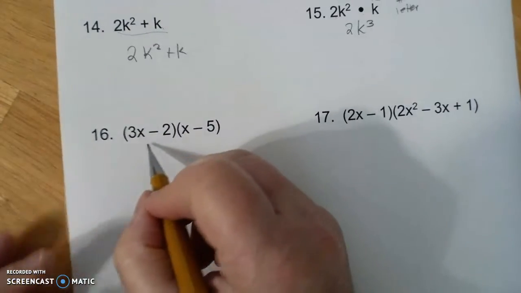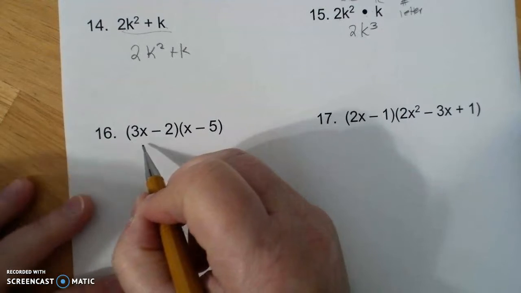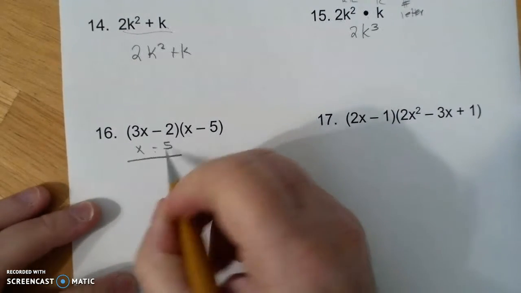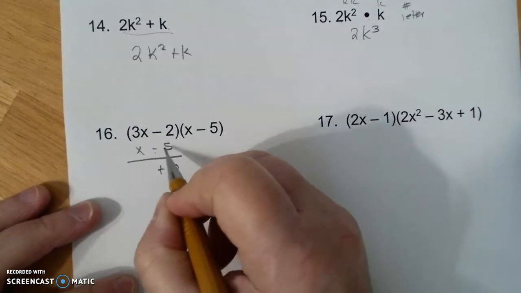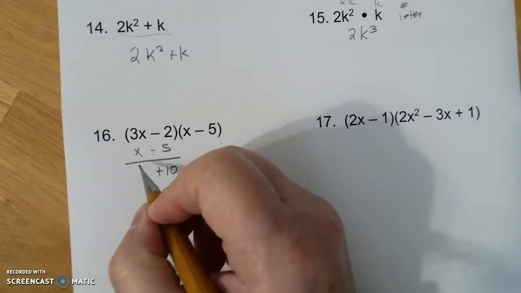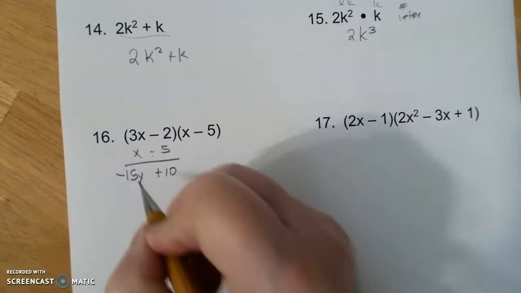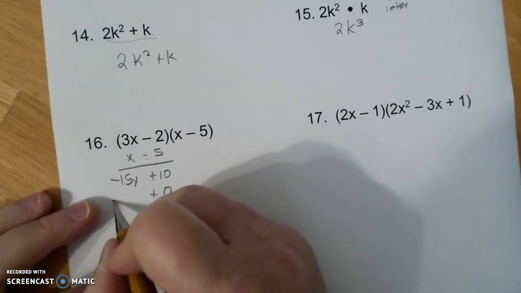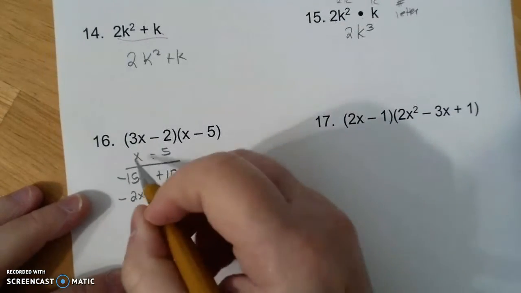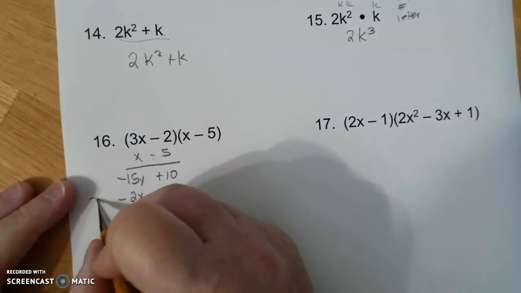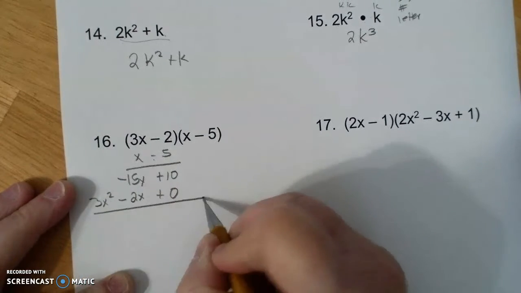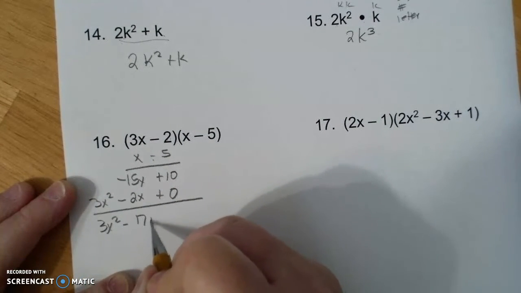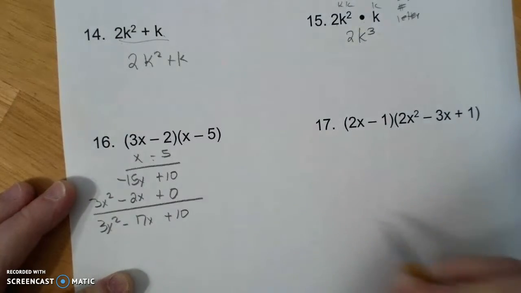Here is 3x minus 2 times x minus 5. Negative 5 times negative 2 is positive 10. Negative 5 times 3x is negative 15x. Placeholder 0. X times negative 2 is negative 2x. X times 3x is 3x squared. Final answer is 3x squared minus 17x plus 10.